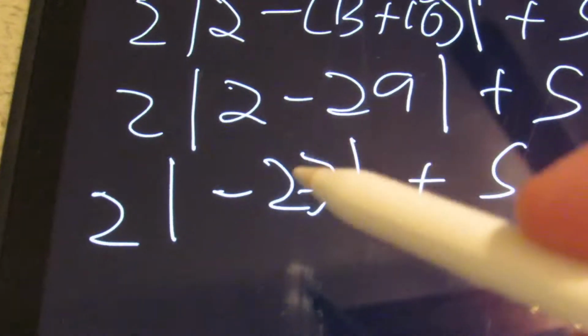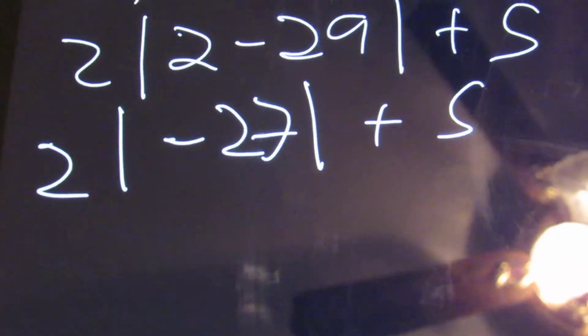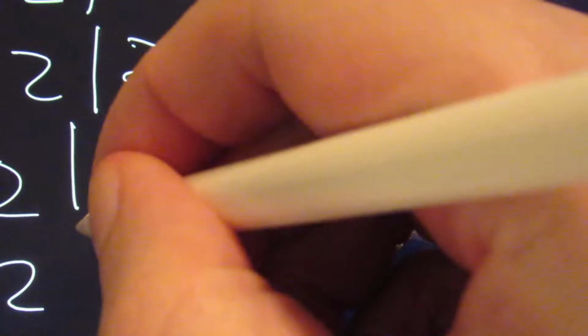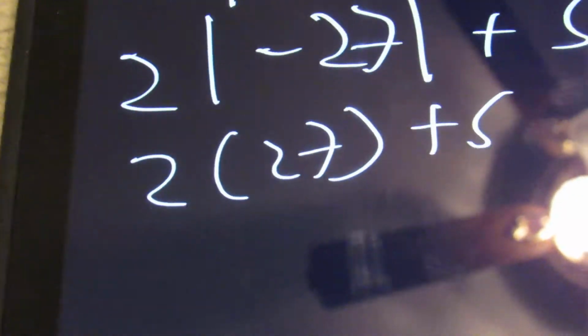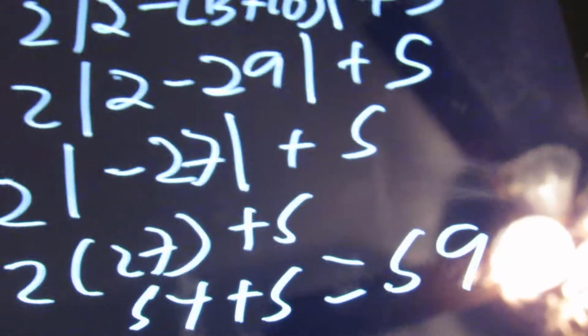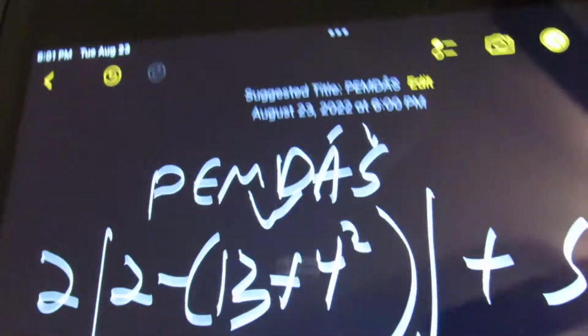Okay, so when you do the absolute value, remember the absolute value is always going to be a positive number. So this is going to become 2 times positive 27 plus 5. 2 times 27 is 54, plus 5, and that equals 59. So this is a question that could be confusing for some of you.